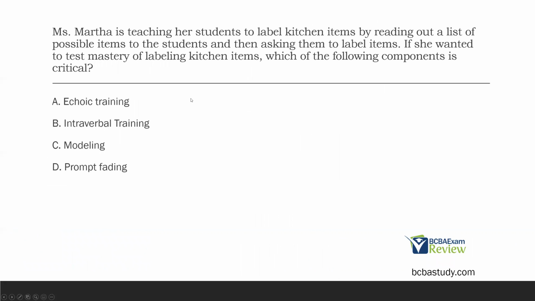Question 1. Ms. Martha is teaching her students to label kitchen items by reading out a list of possible items to the students and then asking them to label items. If she wanted to test mastery of labeling kitchen items, which of the following components is critical?